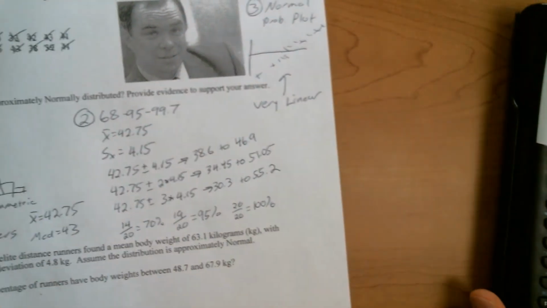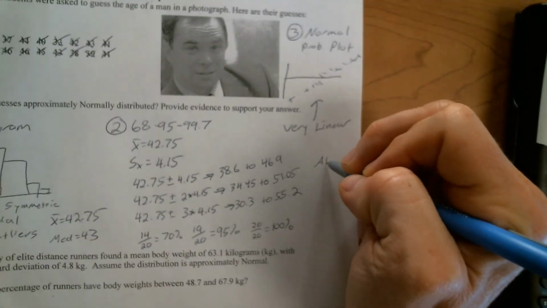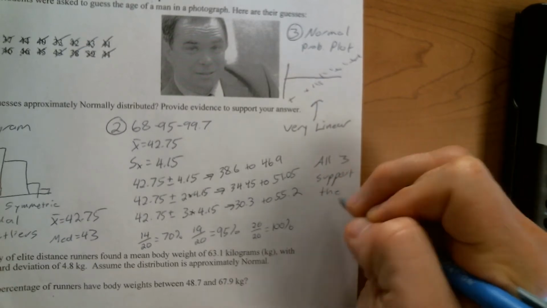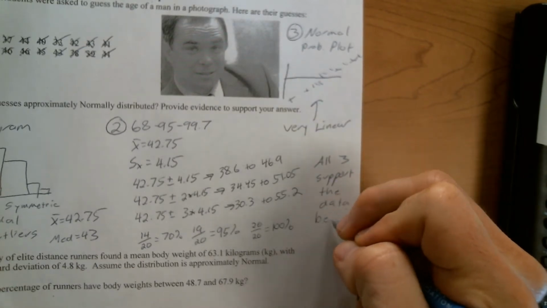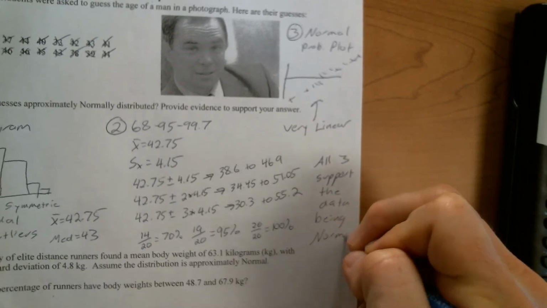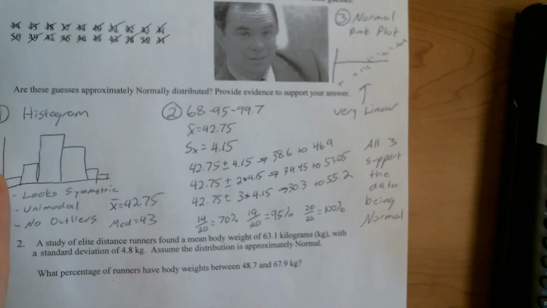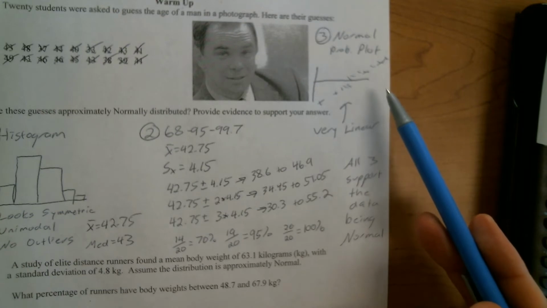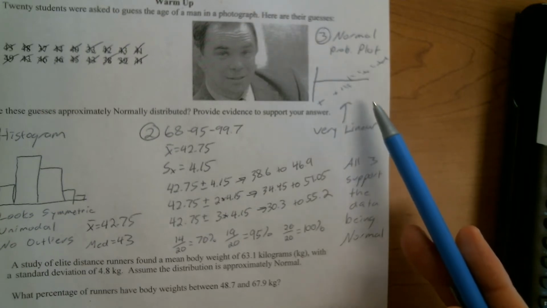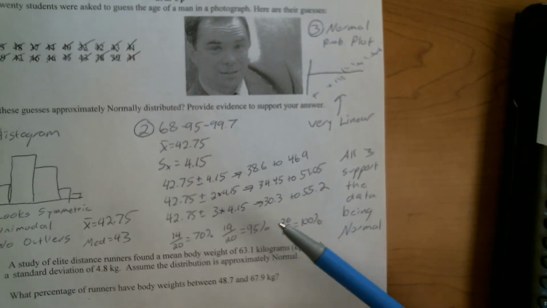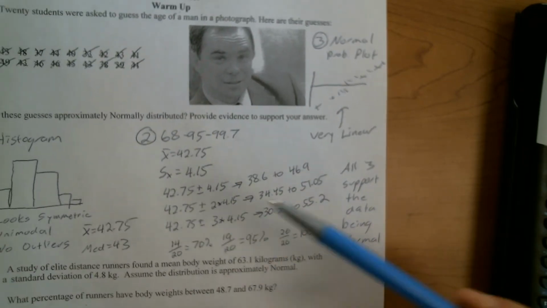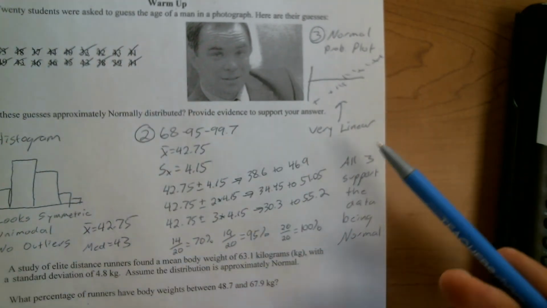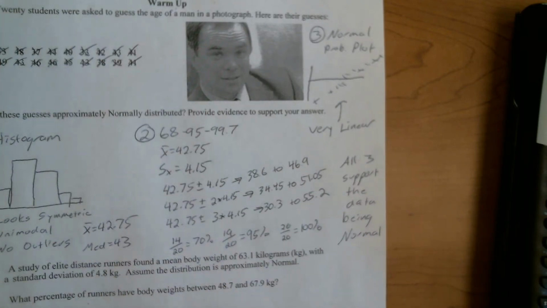So all three of these things support the data being normal. So again, none of this is very difficult. I mean, step 1 and step 3 is just bringing up a graph in your calculator and looking at it and analyzing it. And then step 2 is just some addition, some subtraction, and then counting, right? So again, none of it's difficult to do, but this is sort of the process we can go through to ensure that our data is normally distributed.